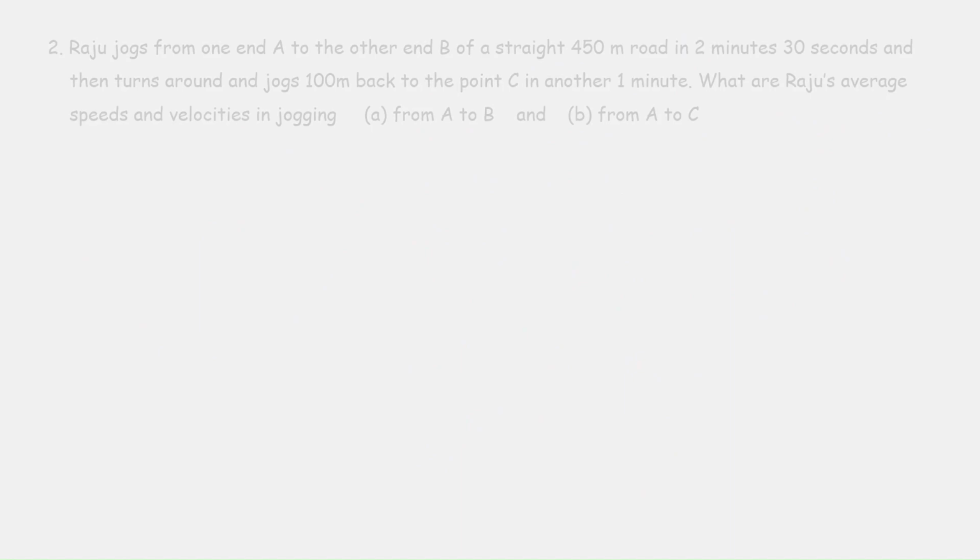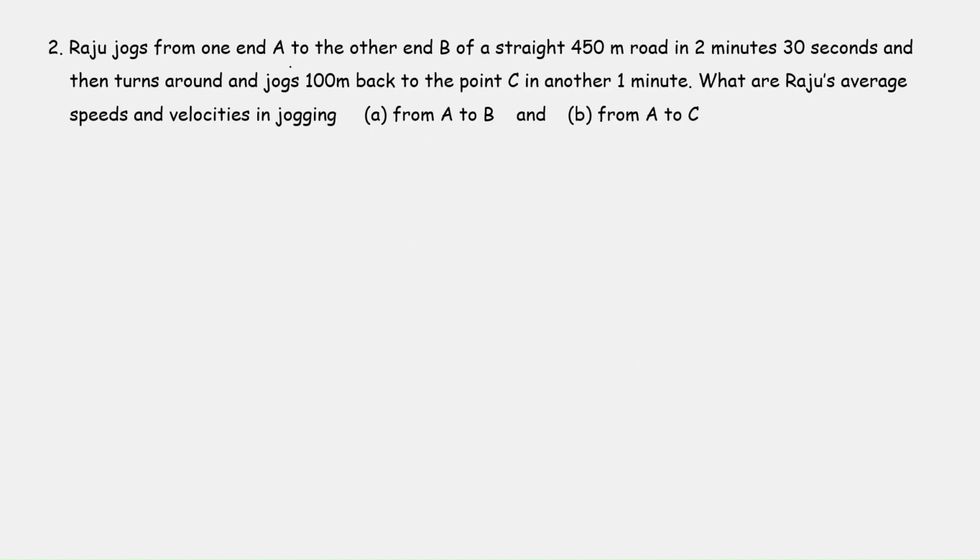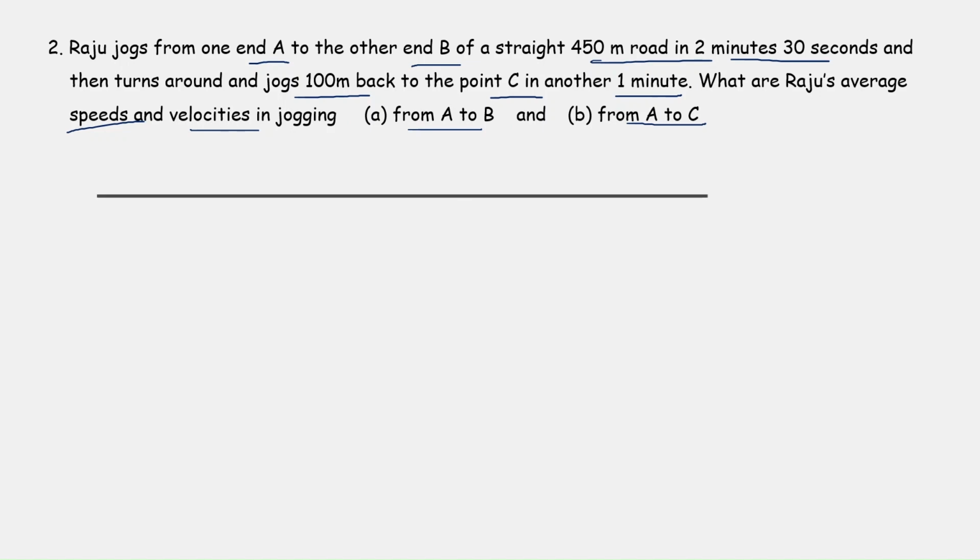Here is our second question. Raju jogs from one end A to the other end B of a straight 450-meter road in 2 minutes 30 seconds, and then turns around and jogs 100 meters back to the point C in another 1 minute. So what are Raju's average speeds and average velocities in jogging from A to B and A to C? So now let us consider one by one.